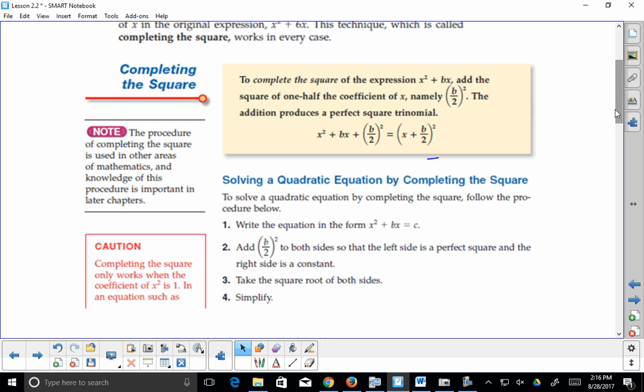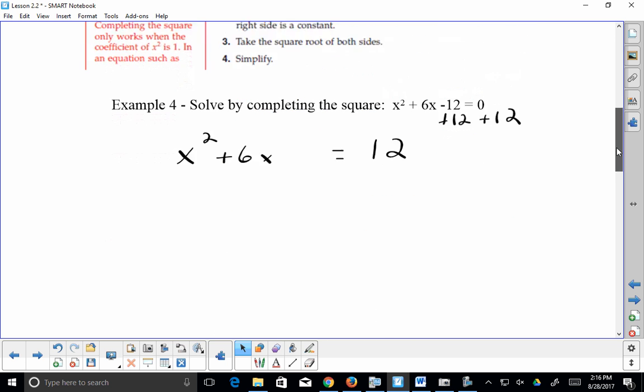And it only works when the coefficient of x squared is 1. So if the coefficient of x squared is not 1, then you have to first get rid of that number before you can proceed. All right?